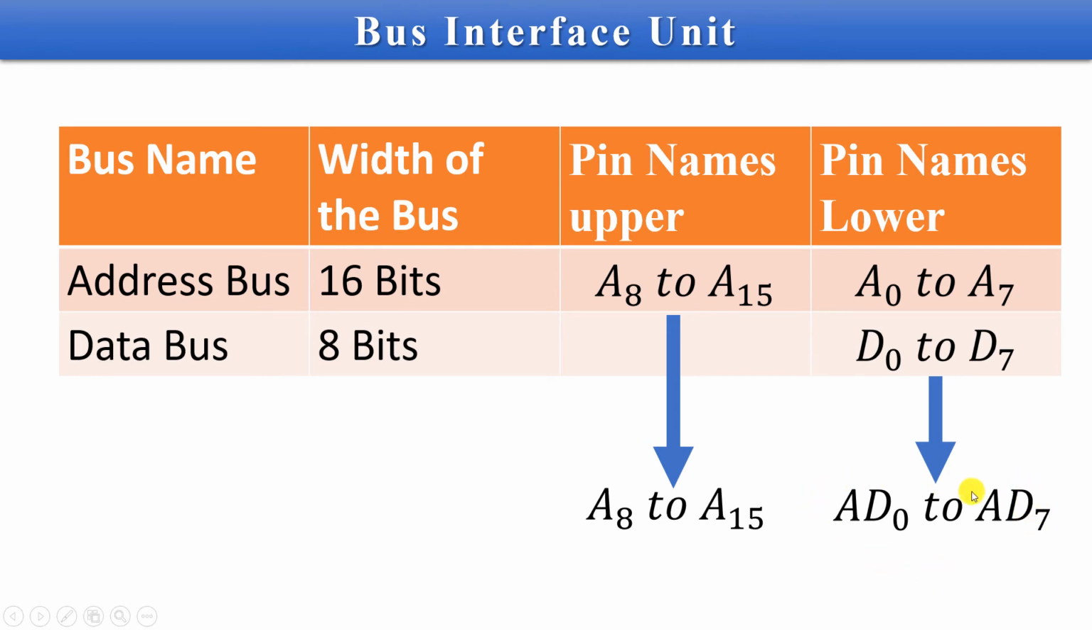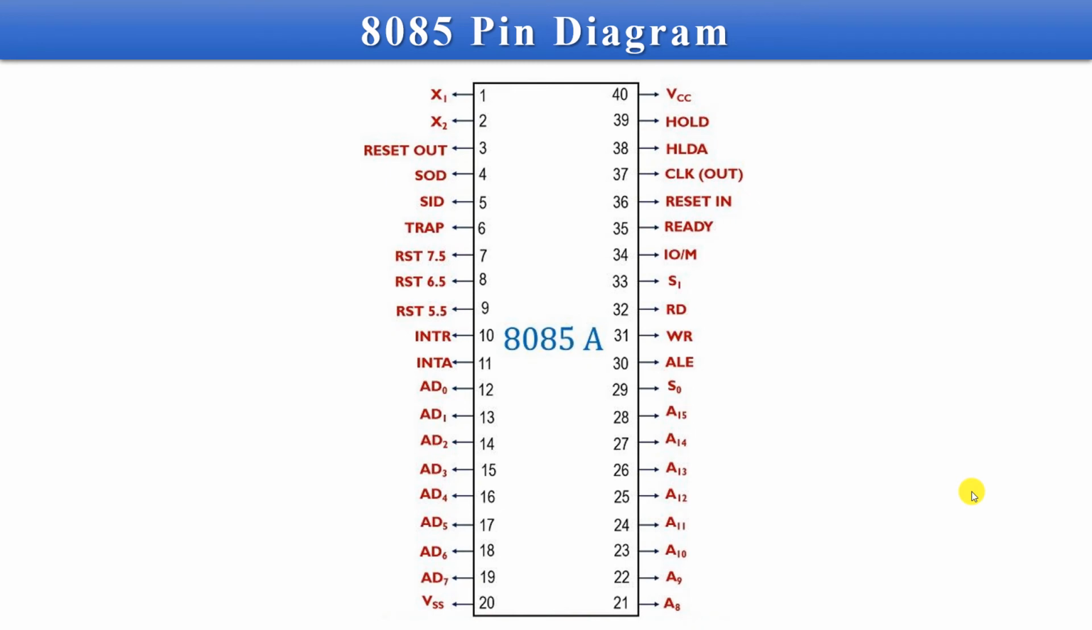So A8 to A15 is a dedicated address bus, and AD0 to AD7 is the multiplexed data and address bus. So now when we interface the memory with the 8085, you have to separate out the address and data, and the process of separating out the address and data is called the demultiplexing of the address and data bus. So let us see where they are situated on the pin diagram of 8085.